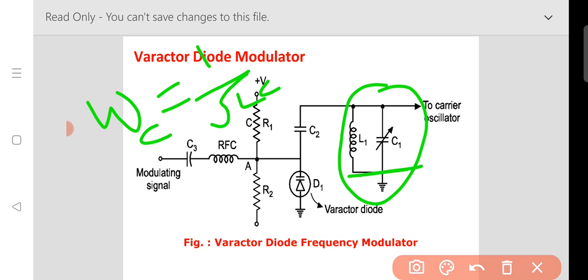This LC tuned circuit generates the frequency. Depending upon the L and C combination, inductance and capacitance, the frequency will vary. How this frequency deviation is controlled, I want to tell you first before going to this block diagram. This is the main key concept in this varactor diode modulator. Okay.